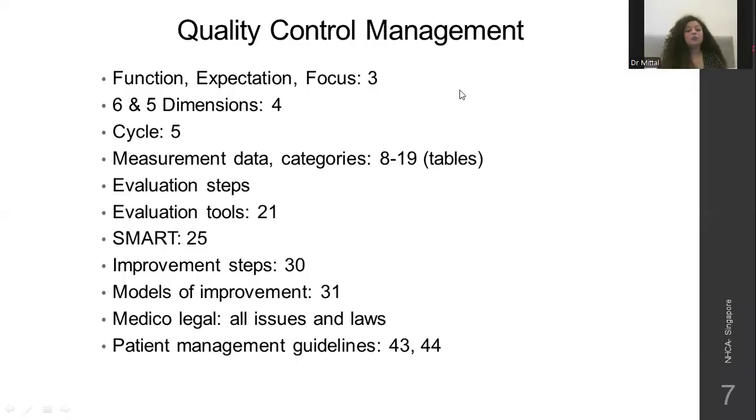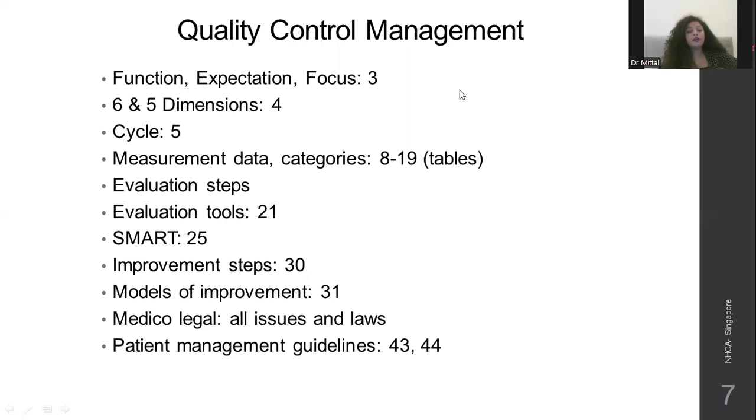So page numbers have been put here. Those who have the textbook, page number wise, you can just go to this. So first is the function expectation and the focus of healthcare quality. What is the function of healthcare quality? Expectations of patients, expectations of hospitals. Those points you have to read.